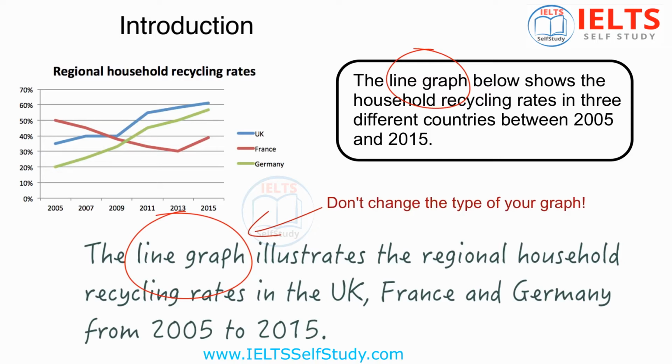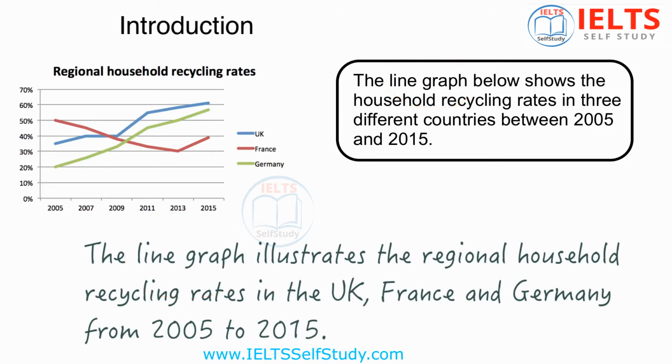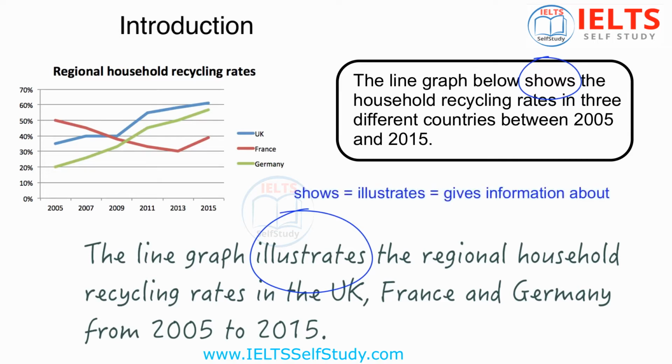So, if you have a table, keep the table. If you have a bar chart, keep the bar chart. And if you have a diagram, keep the diagram. I had the line graph, I did not change it, and after that comes the verb. And the verb can always be replaced with a synonym. So it's a very good idea to paraphrase the verb. So, instead of shows, you can use illustrates and gives information about. There are also other synonyms, but it's enough to remember these 3 for your introduction.